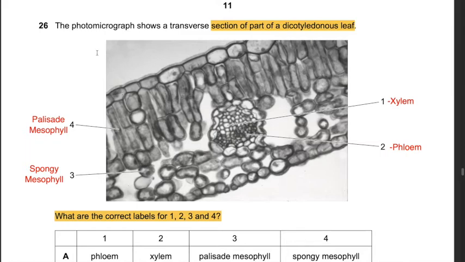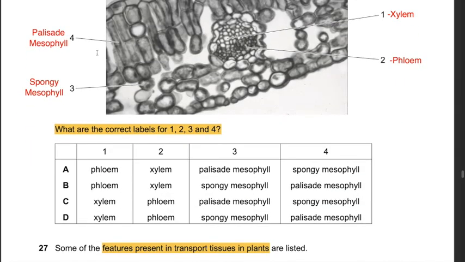Therefore, the answer is D, 1 being the xylem, 2 being the phloem, 3 being the spongy mesophyll, and 4 being the palisade mesophyll.